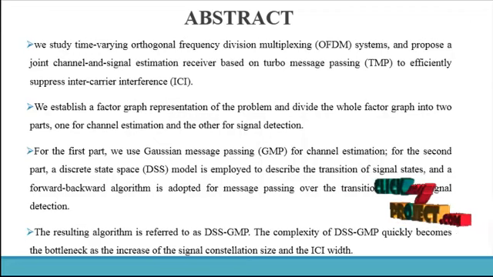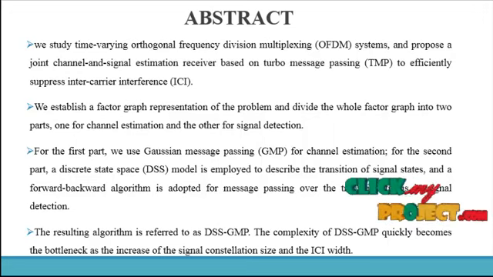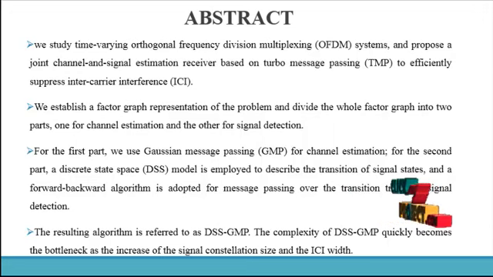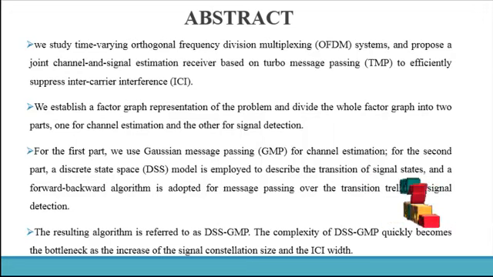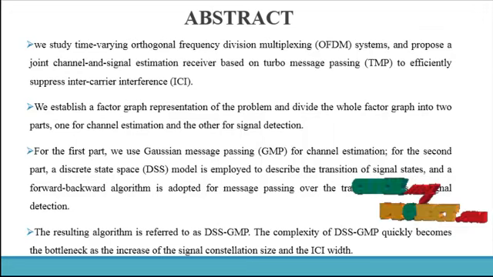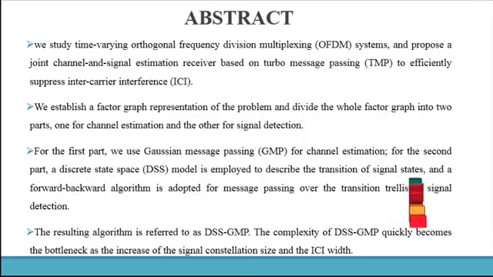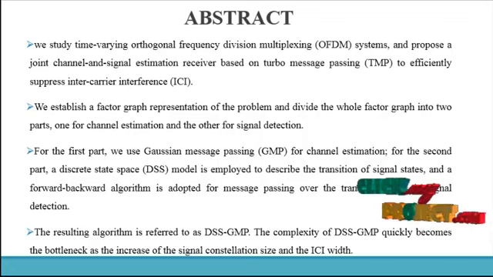This proposes multi-joint channel and signal estimation at the receiver. It is based on turbo message passing to suppress intercarrier noise. We also implement a factor graph representation for the formulation. We use this for whole signal detection and channel estimation, and we have implemented two parts of this system in OFDM. The first part is a Gaussian message passing system for channel estimation, and the second uses a discrete state space model for the transient signal states.